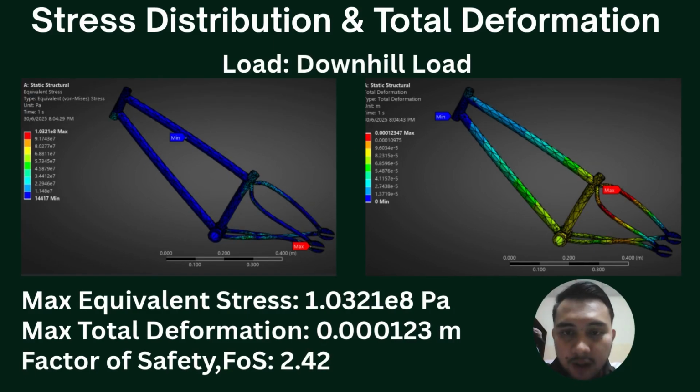And finally, for our ANSYS analysis for our racing bicycle is the downhill condition. For the downhill condition, the max equivalent stress is 1.03 Pascal. The max total deformation is 0.000123 meters. And finally, the factor of safety during a downhill condition on our bike is 2.42.